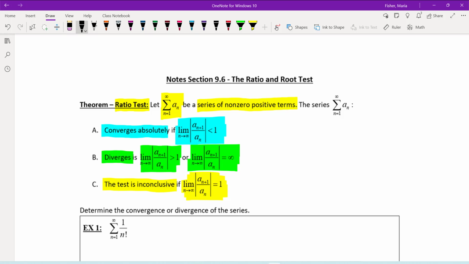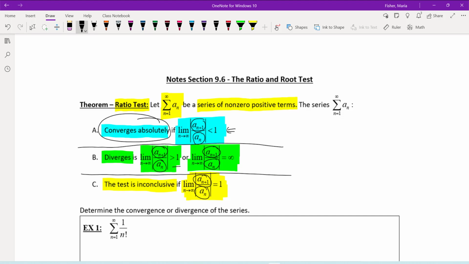So when we take the limit as n goes to infinity of the absolute value of a sub n plus 1 over a sub n, you have three possibilities. You have a number that's less than 1, and that means you converge absolutely. You have a number that's either greater than 1 or infinity, and that means that you diverge. Or you're equal to 1, which means the test is inconclusive, or that test fails. You have to try a different test.